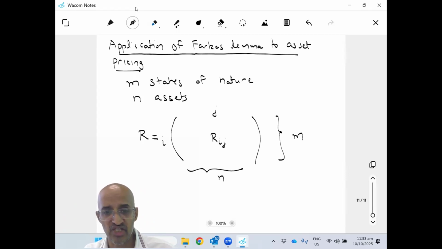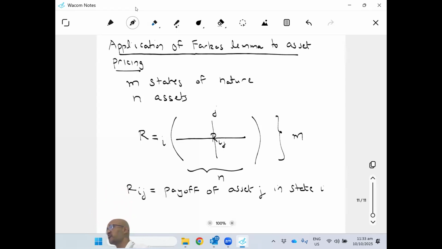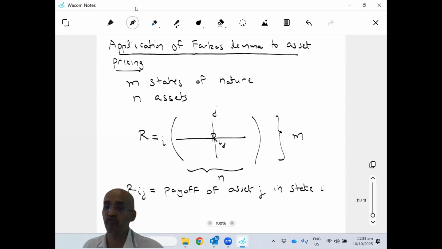So what is Rij? The ith row and the jth column. Rij is the payoff of asset j in state i. So what does this mean? If I buy 1 unit of an asset, let's say 1 unit of stock, General Motors, how much will it pay off if the state of nature was the ith state?